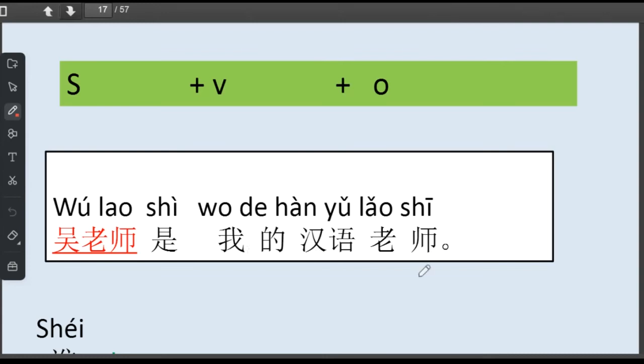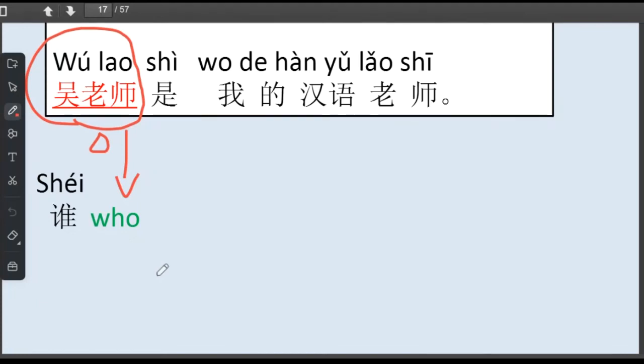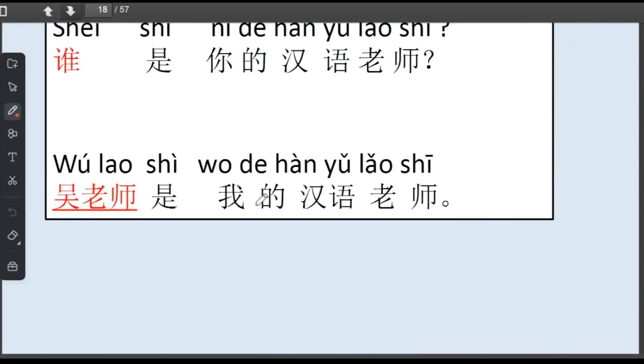Please look at this sentence. 吴老师是我的汉语老师。吴老师 is my Chinese teacher. If I want to ask, who is your Chinese teacher? Because now in this sentence, 吴老师 is the subject here. So how to ask this question? We just change this part with the question word 谁. So how to ask this question? You know? 你知道吗？Do you know? 谁是我的汉语老师？Or you can say, 谁是你的汉语老师？Who is your Chinese teacher? Okay? If you ask the question, you will ask, who is your Chinese teacher? Right?